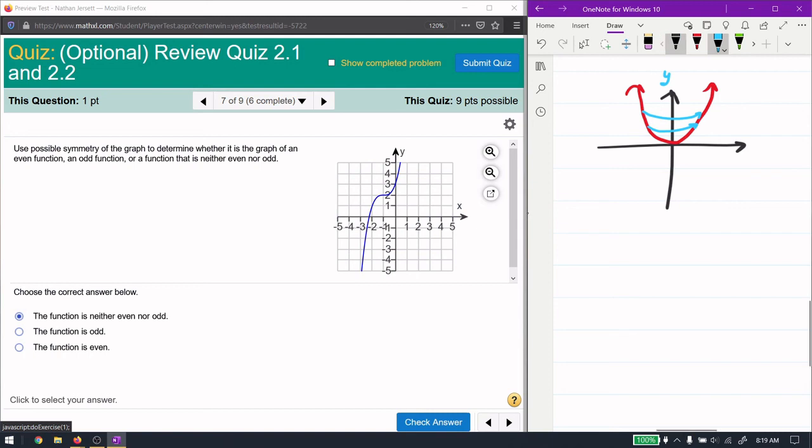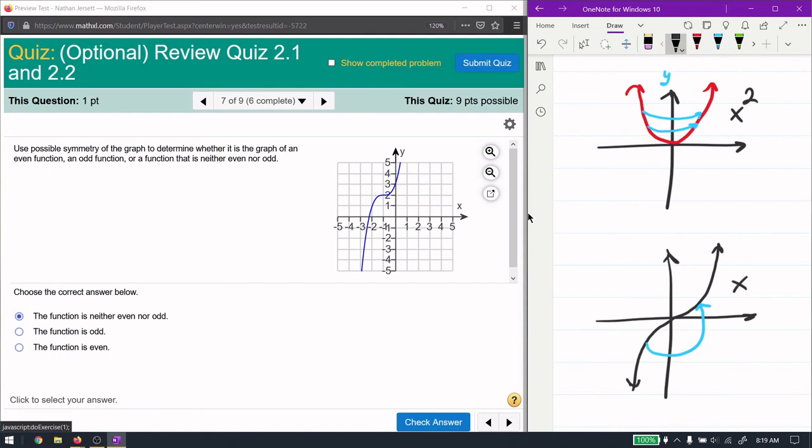That's reflexive symmetry. The other type of symmetry is rotational symmetry. And this graph has rotational symmetry. You can see that if I rotate this 180 degrees, I get the exact same graph. So those are the 2 types of symmetry, and they're based on the functions x squared, which is the top one, and x cubed. X squared has an even power. X cubed has an odd power, which is where we get even and odd symmetry names from.